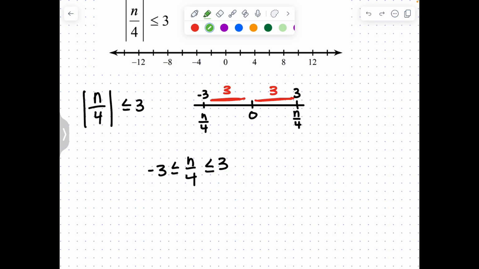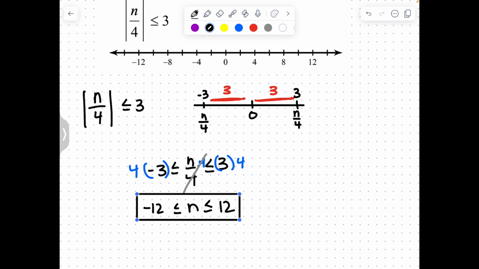And now we're going to solve just like we solved compound inequalities before. We're still going to try to isolate that variable. In this case, it says n divided by 4, so we're going to multiply by 4. And remember, we do that on all 3 parts. Obviously we're multiplying in the middle because that's what gets it to cancel out, but we'll also multiply on the left to get negative 12 and on the right to get positive 12. So ultimately, if the absolute value of n over 4 has to be less than or equal to 3, then that n value has to be somewhere between negative 12 and 12.